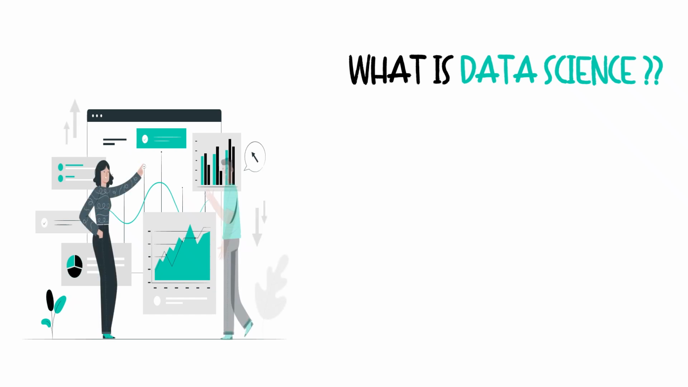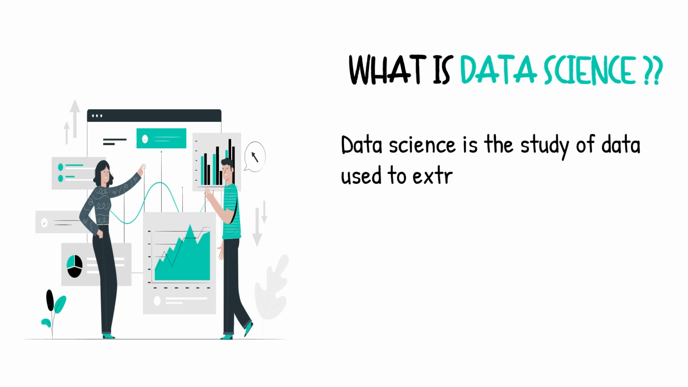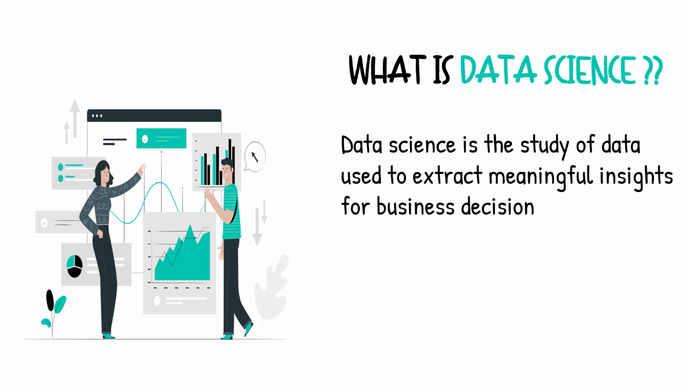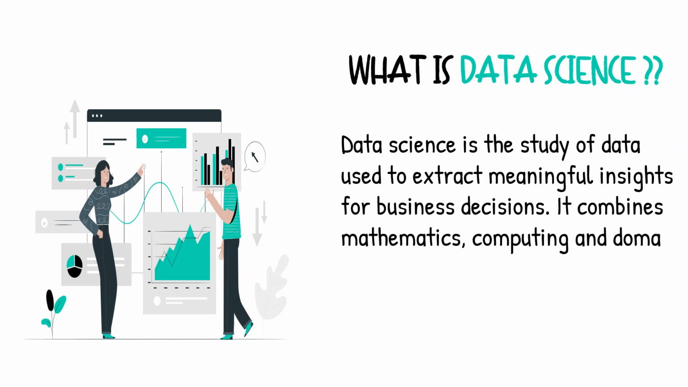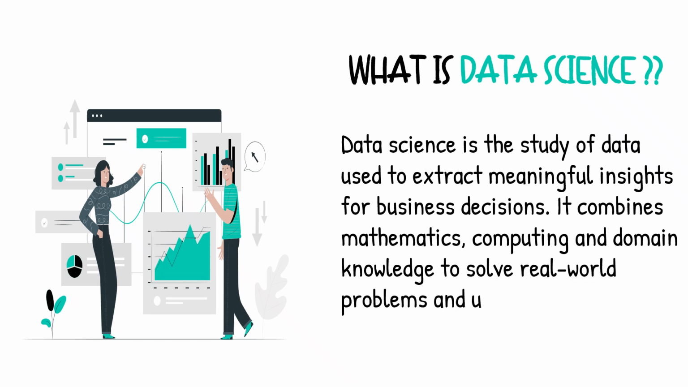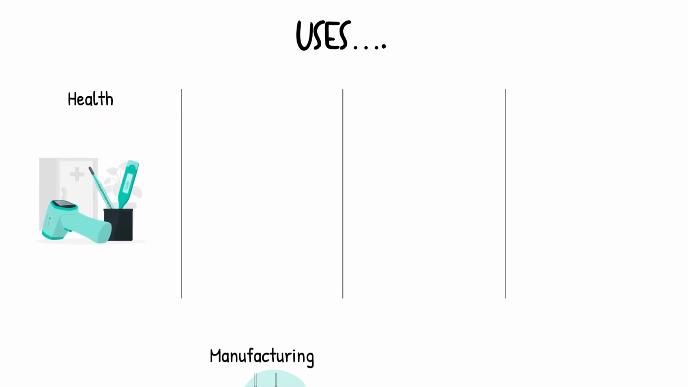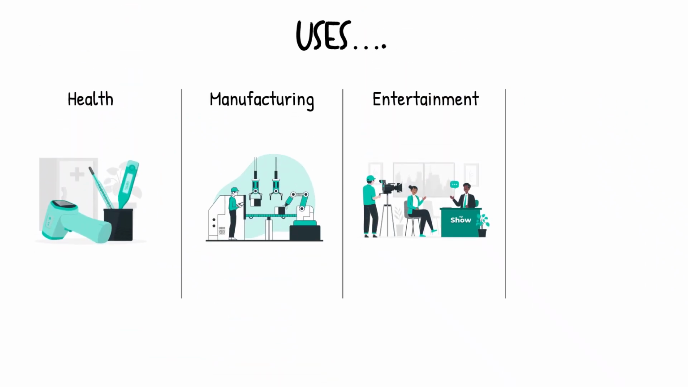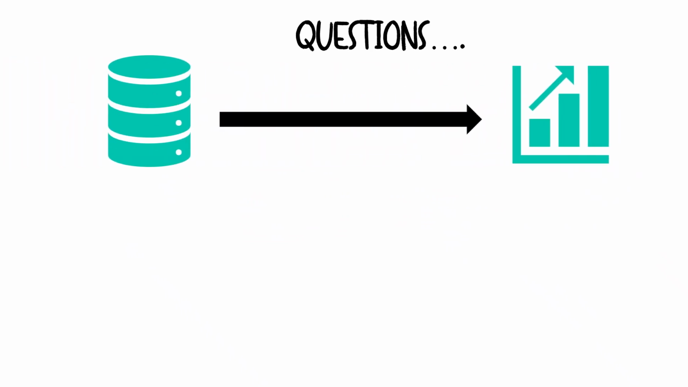It says data science is the study of data used to extract meaningful insights for business decisions. It combines mathematics, computing and domain knowledge to solve real-world problems and uncover hidden patterns. Data science is universal, which is used in every field like health industry, manufacturing industry, entertainment industry, or sports industry. In the process, the data collected is processed and future trends are predicted using certain calculations and algorithms.